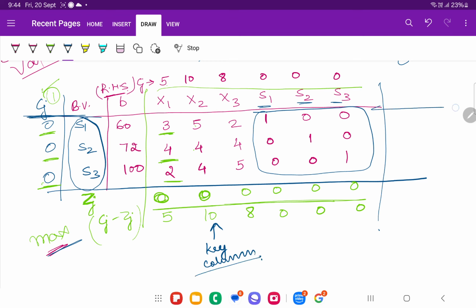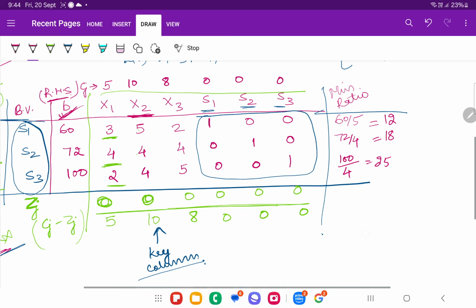Fine, and for this key column I will be finding out the minimum ratio, and the minimum ratio will be calculated by dividing this right hand side value by the key column value. It will be 60 by 5, this is going to be 72 by 4, and this is going to be 100 by 4. This is 12, this is 18, and this is 25, right? So now you can see out of all these three values, which one is the minimum value? This is the minimum value. So this is going to be my key row.